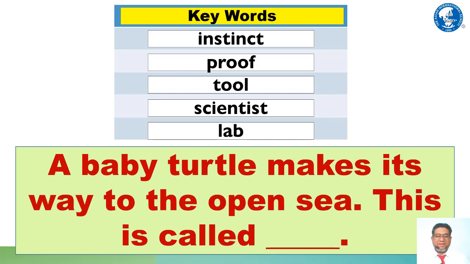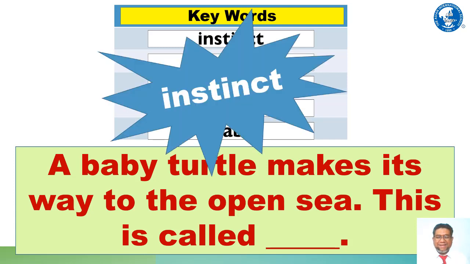Think about the answer. You have 5 seconds. 5, 4, 3, 2, and 1. Mini boards up. The answer is, well, let me read the sentence for you. A baby turtle makes its way to the open sea. This is called instinct. Who teaches the turtle how to go to the open sea? Nobody. It's instinct.